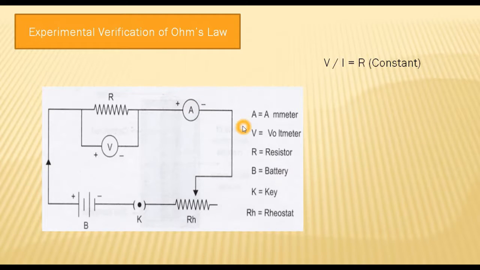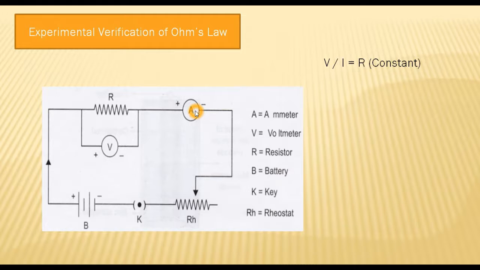Now to start the experiment, the circuit is completed by pressing the key, and on pressing the key, current starts flowing in the whole circuit, including this conductor R. And that current which flows is shown by the ammeter. That means you can get the values of current. And the rheostat is initially adjusted so that a small current passes through the circuit. Now you note the ammeter reading.